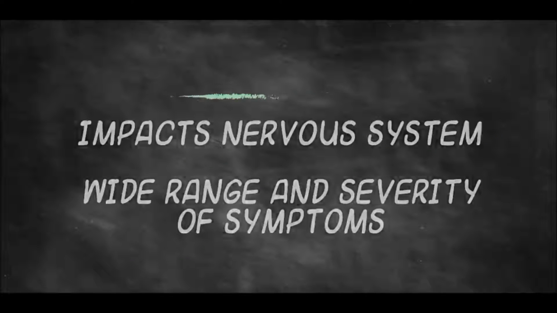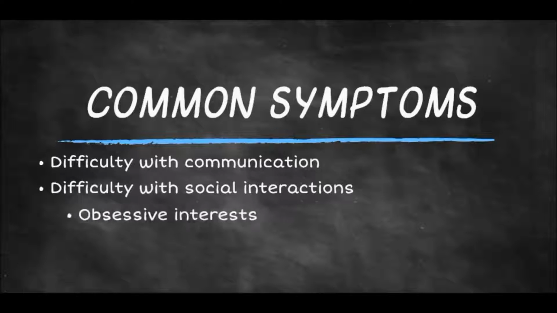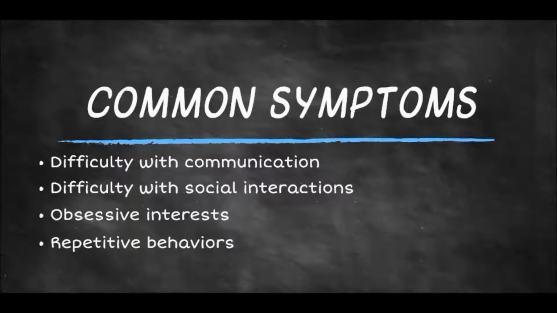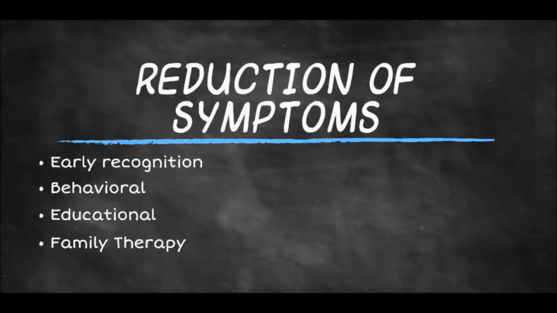How does autism affect the person? ASD impacts the nervous system, and the range and severity of symptoms can vary widely. Common symptoms include difficulty with communication, difficulty with social interactions, obsessive interests, and repetitive behaviors. Early recognition, as well as behavioral, educational, and family therapies may reduce symptoms and support development and learning.